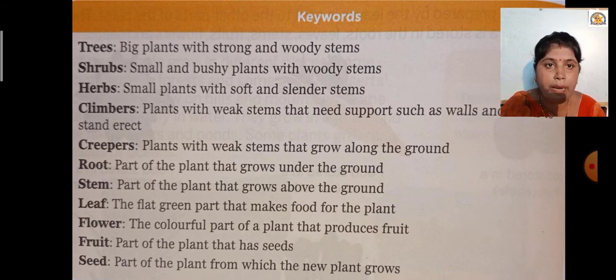Stem is the part of the plant that grows above the ground. Leaf is the flat green part that makes food for the plant. Flower is the colorful part of the plant that produces fruit. Now what is meant by fruit? The part of the plant that has seeds is called fruit. Seed is the part of the plant from which the new plant grows.